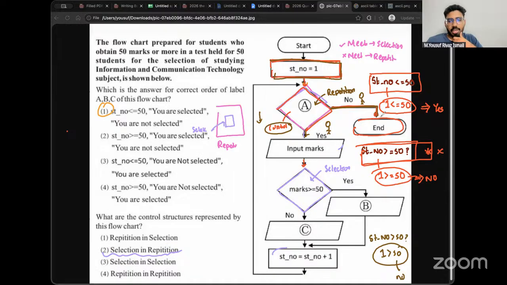For example, the condition we wrote here is ST number less than or equal to 50. Let's say if I want to check only 40 students, then I might change this 50 to 40. Then I'll be checking only for 40 students. So depending on the question, you decide what number to use there.